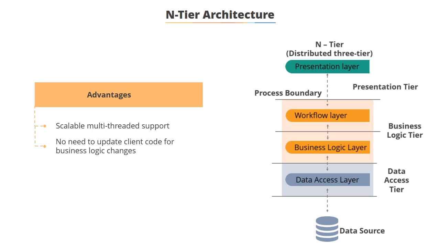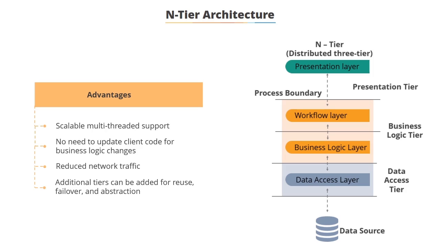Typically the client is a very thin client, such as a web browser. We reduce the network traffic dramatically because most of the network traffic is happening between the layers. And we can add additional layers or tiers for various purposes to add layers of abstraction and failover.